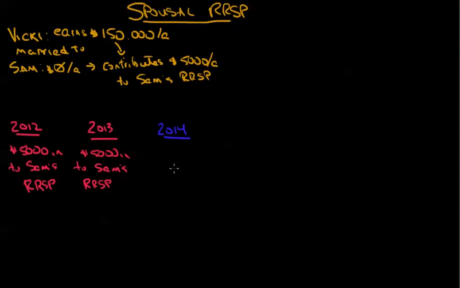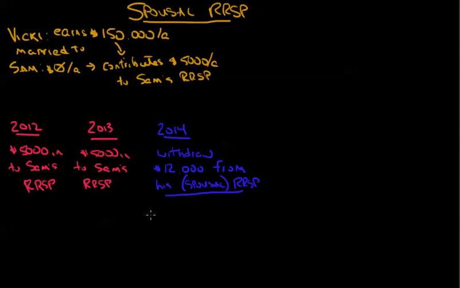So now in 2014, we're going to work through a scenario. Let's say that in 2014, early in the year, before Vicky's had the chance to make any RRSP contributions into Sam's RRSP, he has this great idea. He wants to withdraw $12,000 from his RRSP, the spousal RRSP, because he has some new gadget he wants to buy or whatever the case is. He has no income of his own, so this is his big chance.